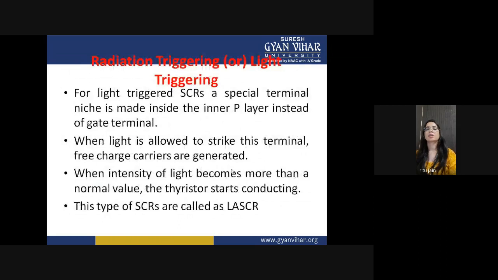Now next is your radiation triggering or light triggering. For light triggering SCRs, a special terminal is made inside the inner P layer instead of a gate terminal. When light is allowed to strike this terminal, free charge carriers are generated. So why are we generating free charges? What is the use of these free charges?